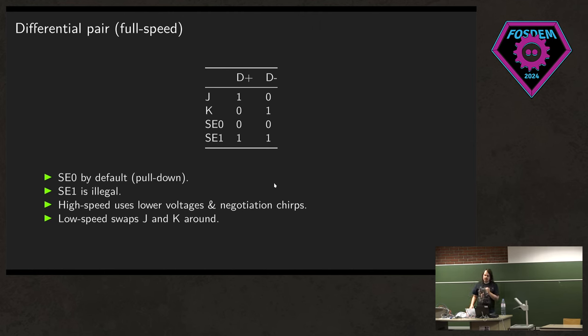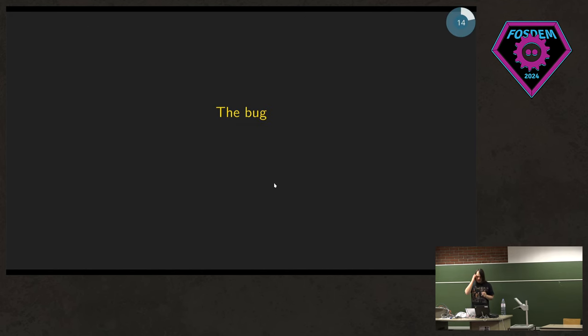And there are some differences between various speed modes, between USB 1 and USB 2. We won't be going into newer versions as they are different. And the modem here uses USB 2. However, the differences between USB 1 and 2 are small. The old states are similar. They use different voltages. But logically, it's basically the same thing. So let's go back to the bug.